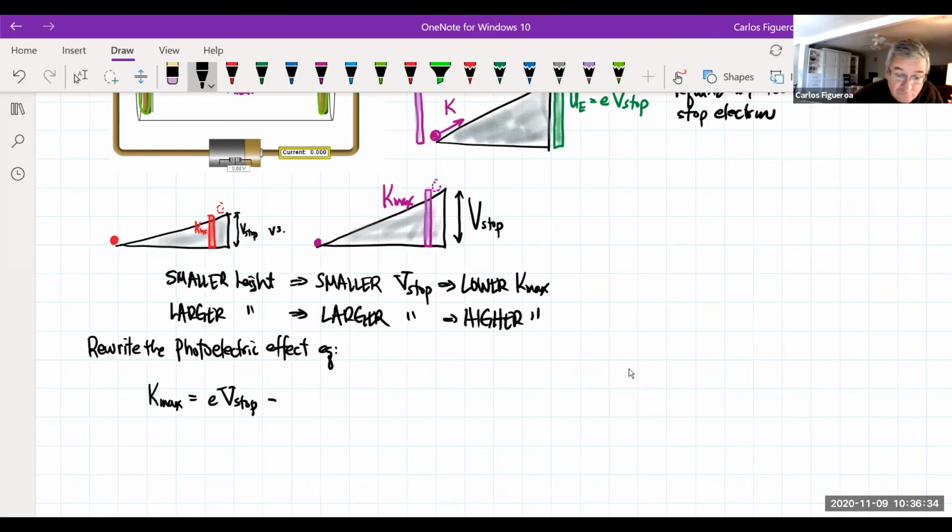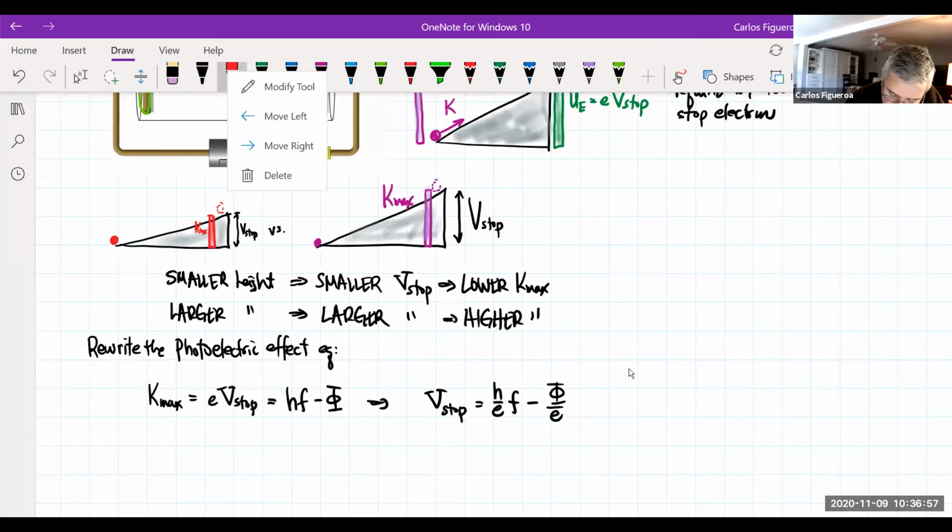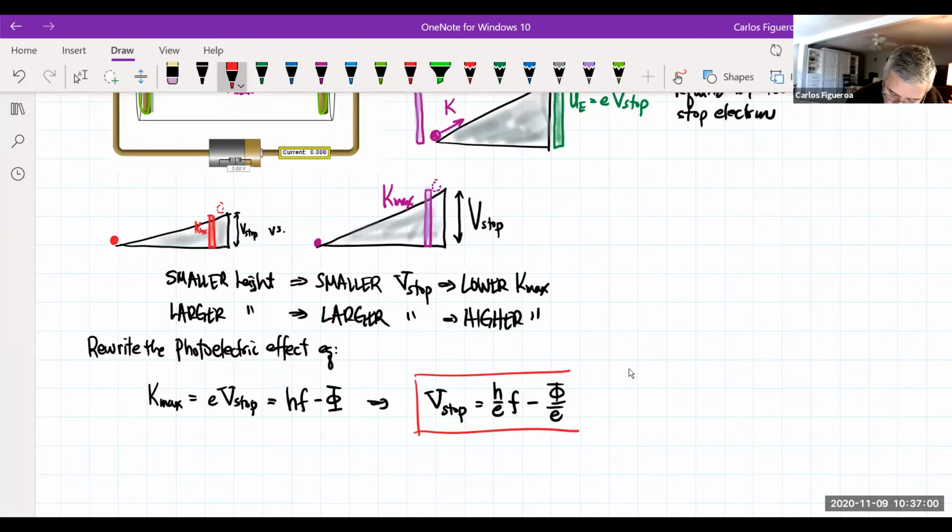equals hf minus the work function, which then tells us that this is what Einstein really wrote. He wrote this guy right here. And this is essentially the equation that got him the Nobel Prize. Because you can measure the frequency of light, you can measure the work function, so now you can predict the V stop that goes along here.